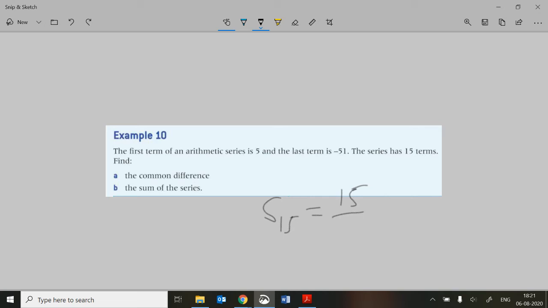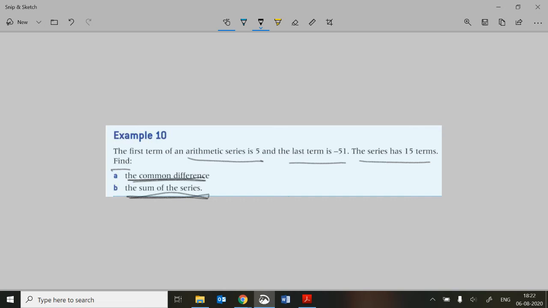Okay, easy. Second question. First term of an arithmetic series is 5. The last term is 51. The series has 15 terms. Find the common difference. No, I haven't done it wrong. That's fine. It's just odd that they've asked us for the common difference when we can work out the sum of the series straight away.